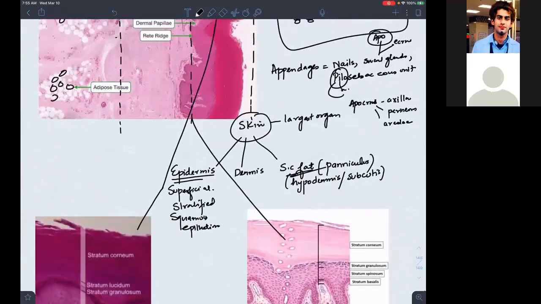So the apocrine sweat gland will open into the pilosebaceous unit. Remember, apocrine will open into the pilosebaceous unit. Okay, but the eccrine gland will directly open on the skin surface.